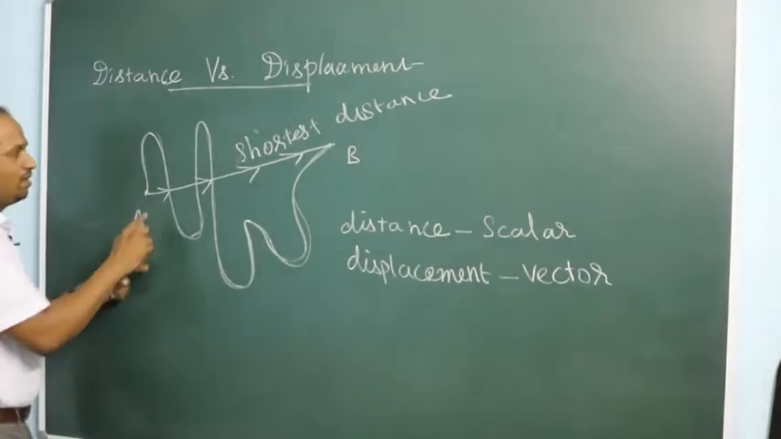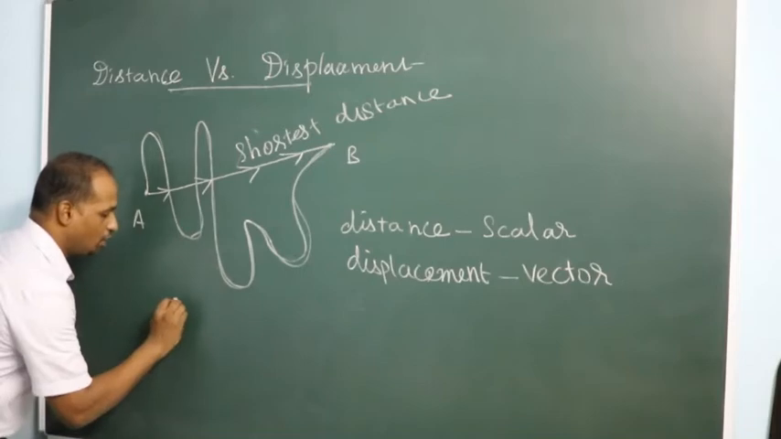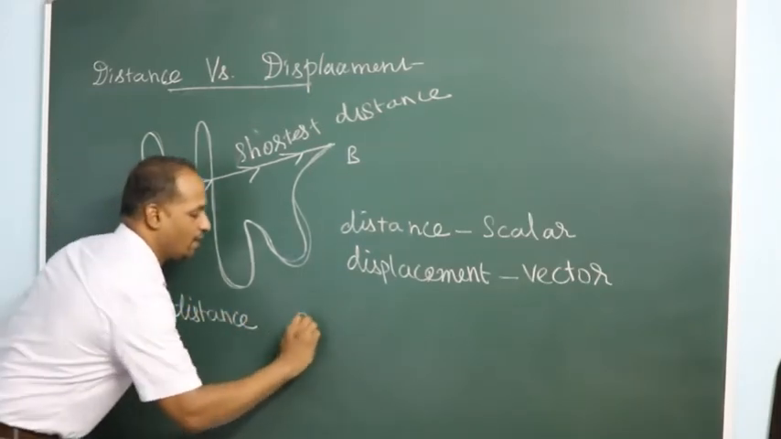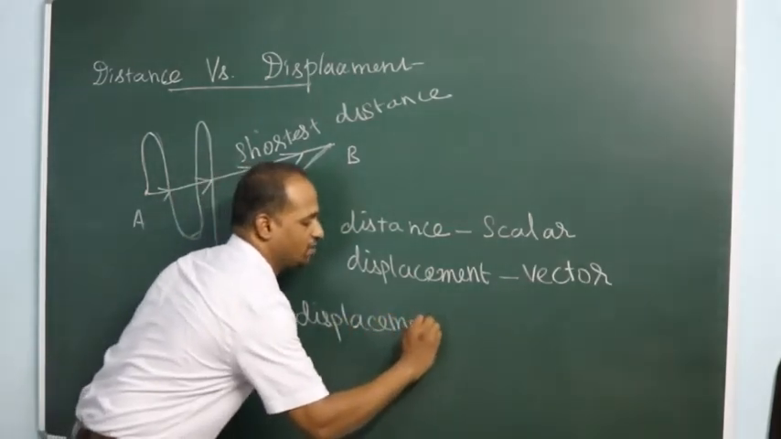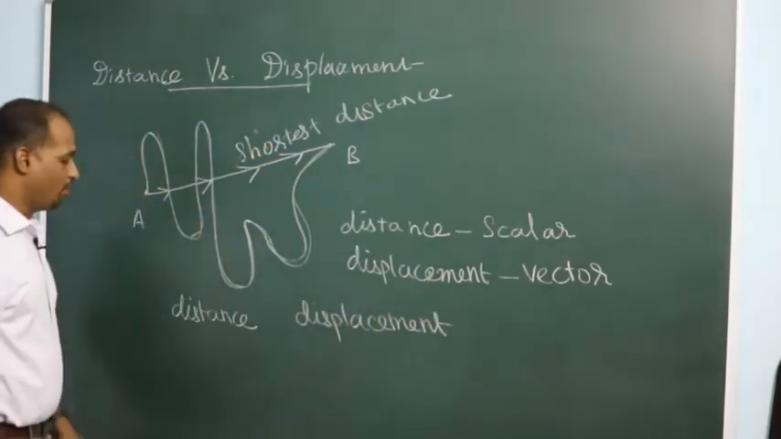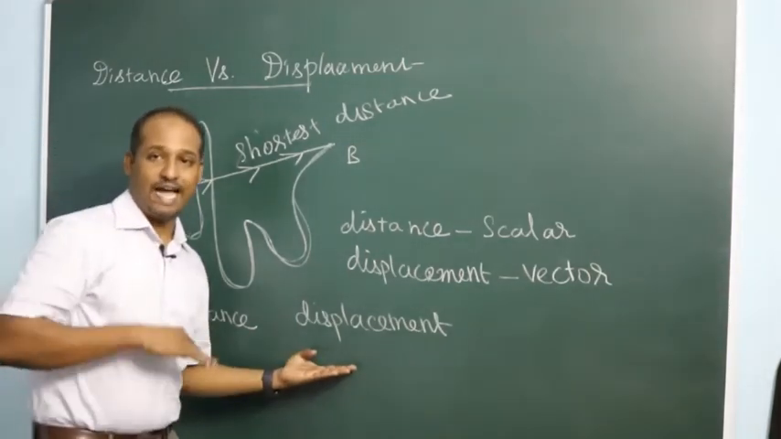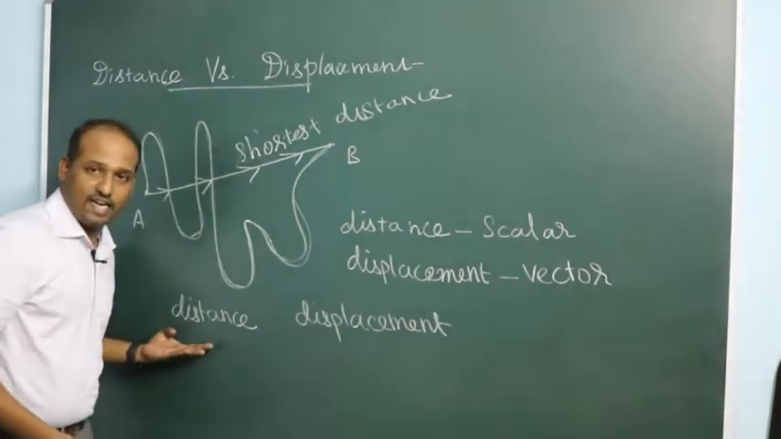Look at this example. The length of this path is greater than the shortest distance. So the actual length of the path is called distance, and this is called displacement, the shortest distance from the initial point to the final point. So you cannot compare distance and displacement as it is, because displacement is a vector, and distance is a scalar.